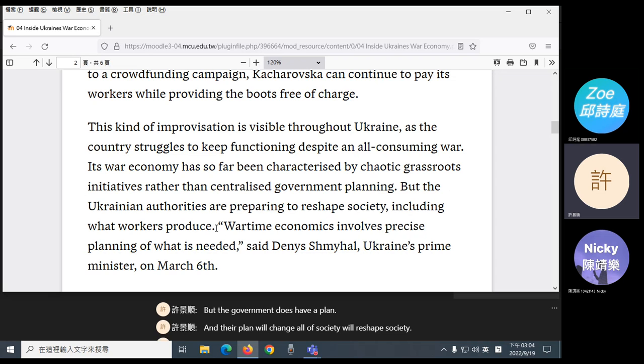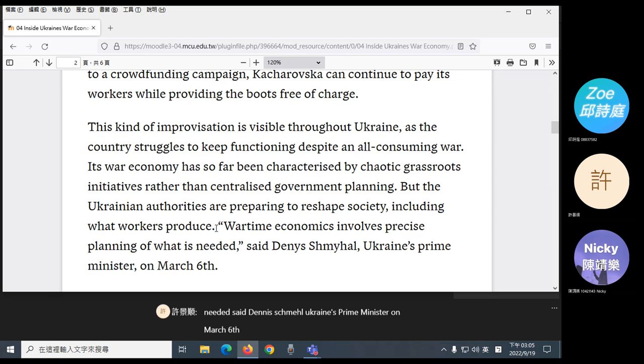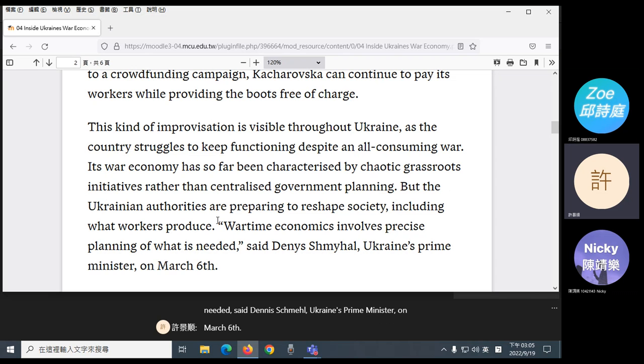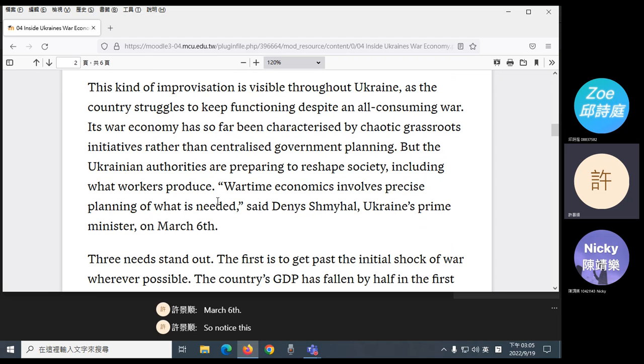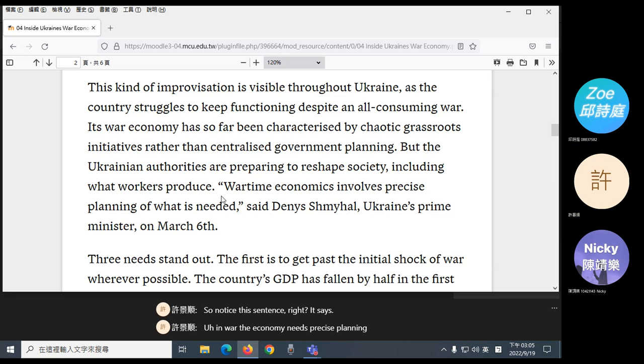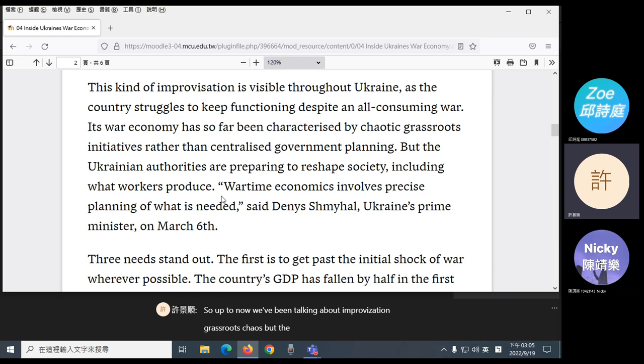Wartime economics involves precise planning of what is needed, said Denis Shmyhal, Ukraine's prime minister, on March 6th. So notice this sentence, right? It says, in war, the economy needs precise planning. So up to now, we've been talking about improvisation, grassroots chaos, but the prime minister thinks they need precise planning. And why? Because in war, there is a great need.